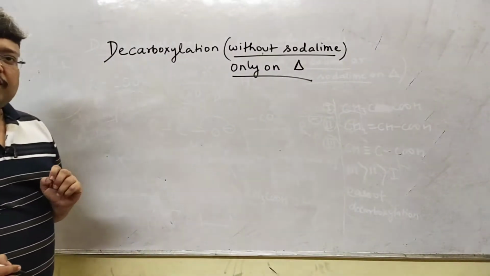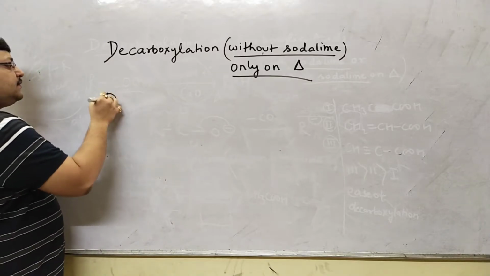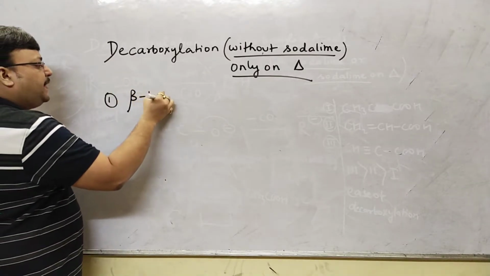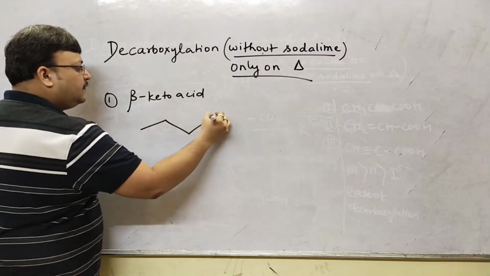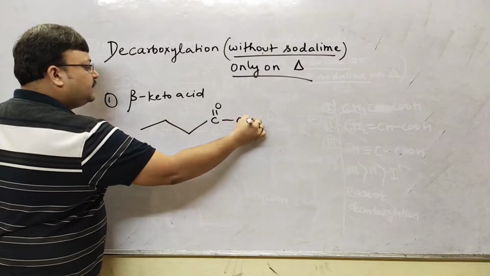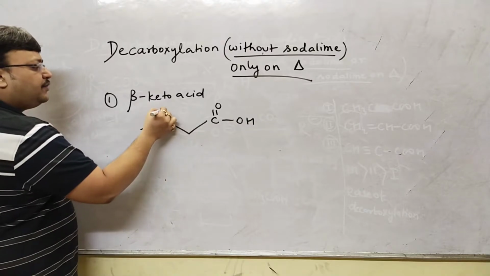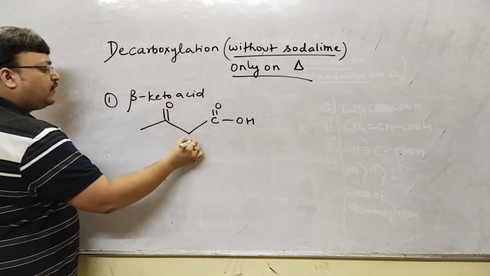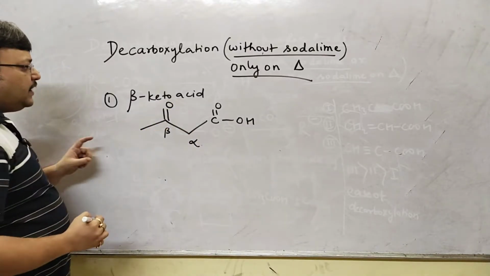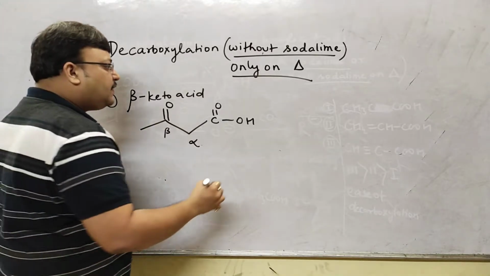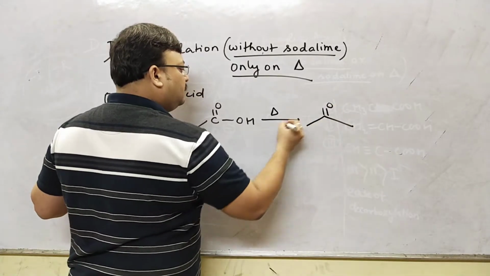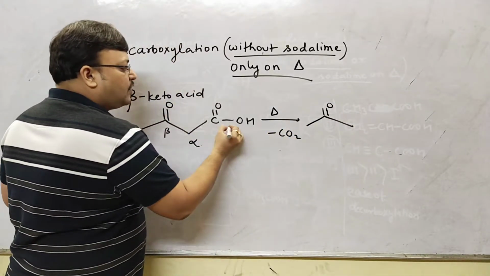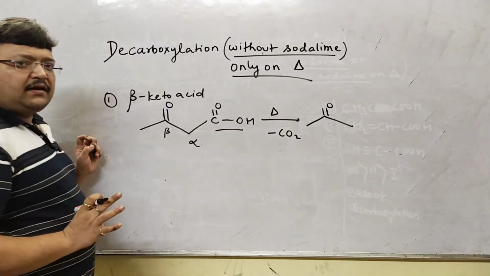Now the first compound which comes to my mind is a beta keto acid. If you have an acidic group, this is the alpha carbon. At the beta position, if you have a ketonic group, naturally we'll call it a beta keto acid. A beta keto acid only on heating will give you decarboxylation. So carbon dioxide will go, and we will get the remaining compound.